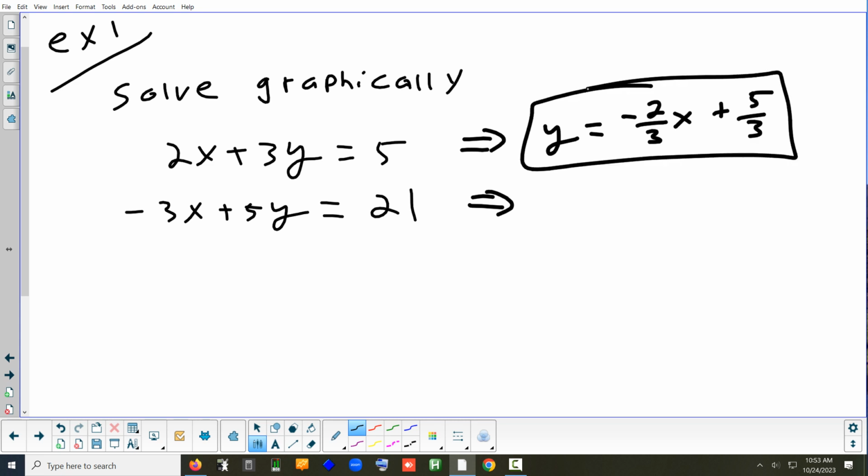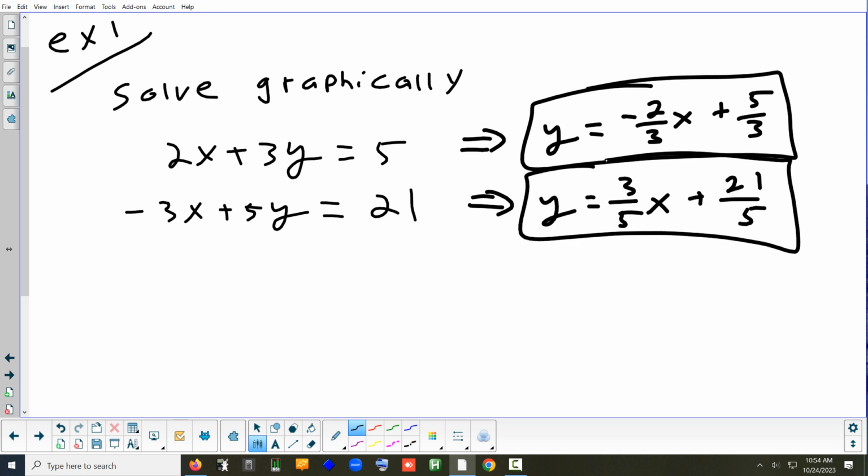So any questions on getting y by itself in the top one? Okay. How about if you get y by itself in the bottom? What would y be there? Yep. Plus 21. Yep. So you'd add the 3x to the other side, but then you'd divide by 5. And then you would have the 21 on the other side, and that also would be divided by 5.